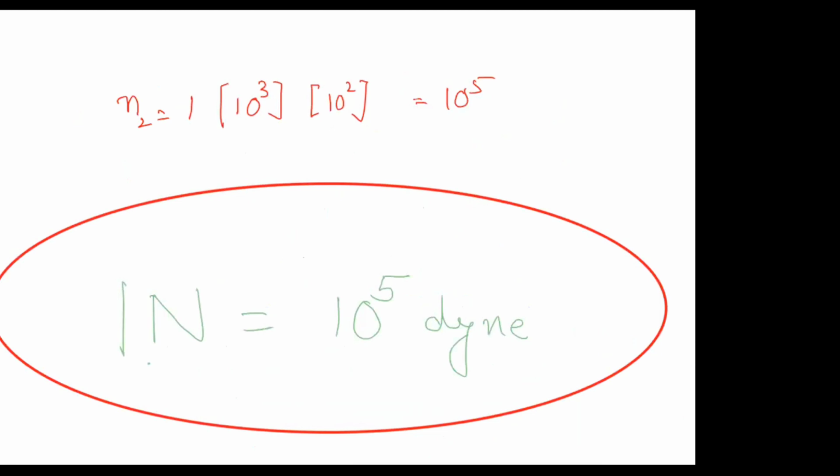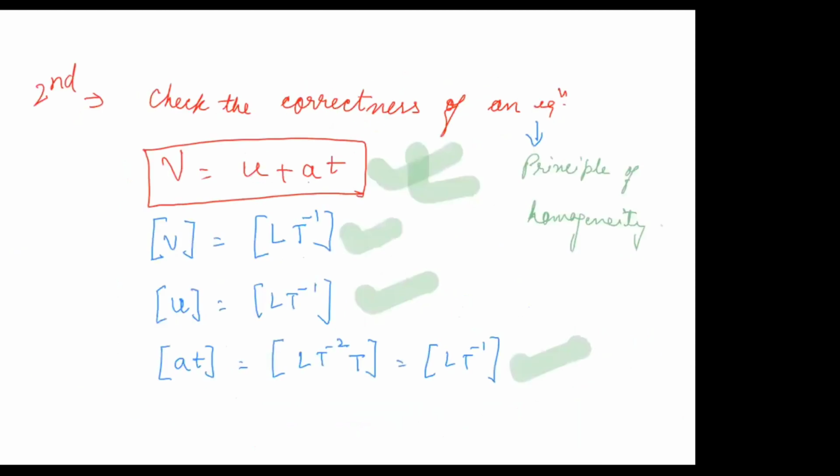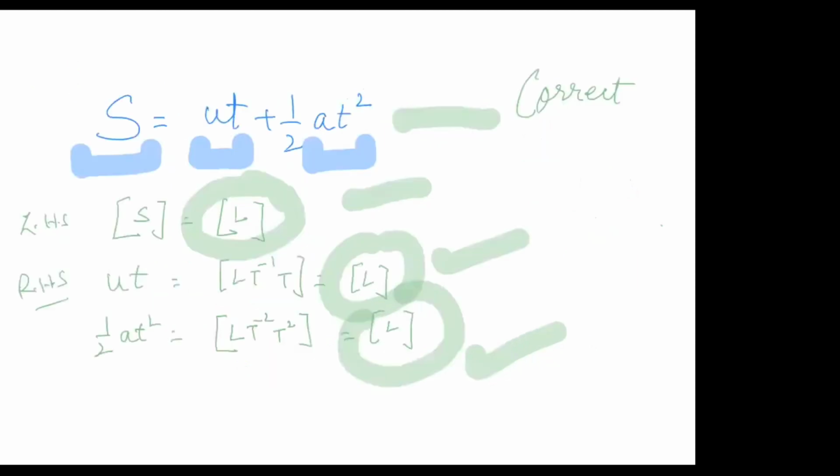Next, the application was to check the correctness of an equation. This is based on the principle of homogeneity, which is based on the fact that physical quantities of the same nature can only be added. For example, velocity will be added to velocity, and acceleration will be added only to acceleration. So here we checked that v equals u plus at is correct. Another equation we took was s equals ut plus half at square. Here also the dimensions of each quantity were equal, so it's correct.